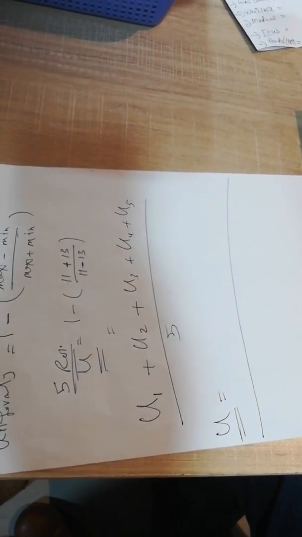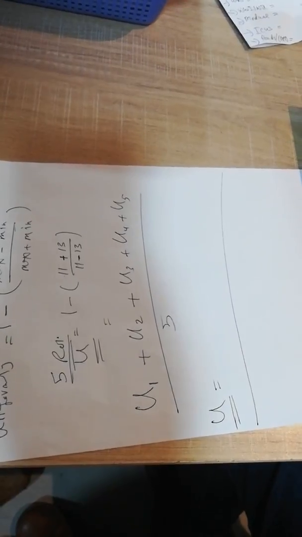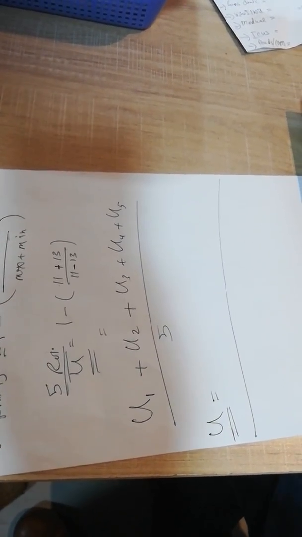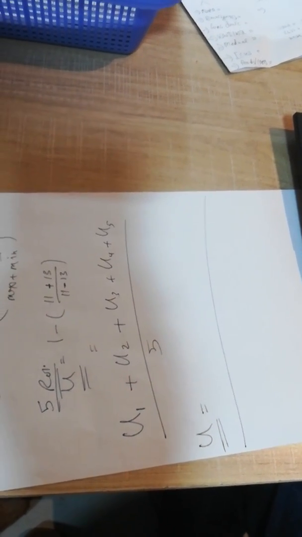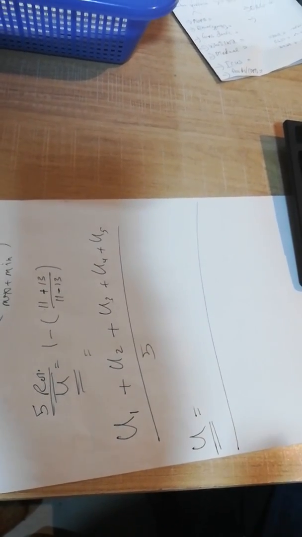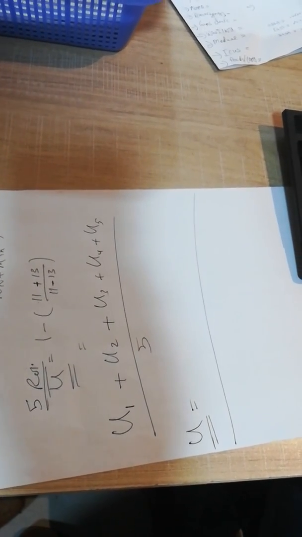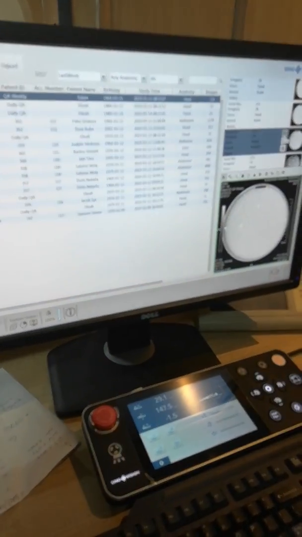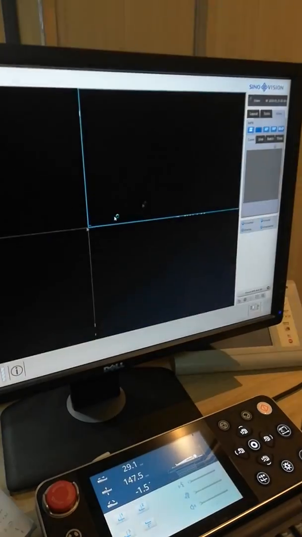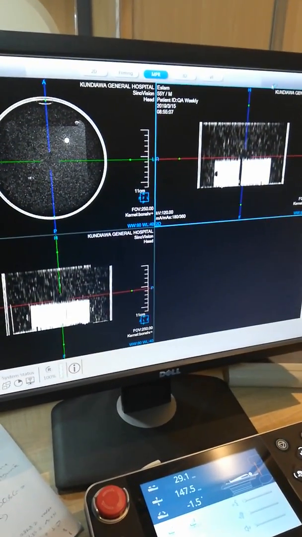Okay, that's for uniformity, and for noise, and for signal to noise ratio, and for CT accuracy number. But if I want to measure now modulation transfer function, using the phantom sharp image, highly sharp image, okay, 2D.